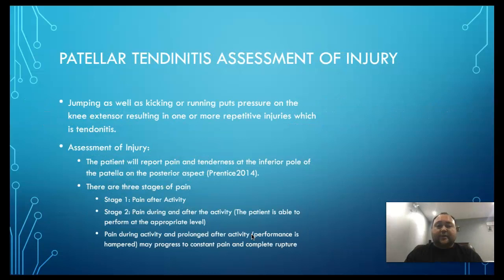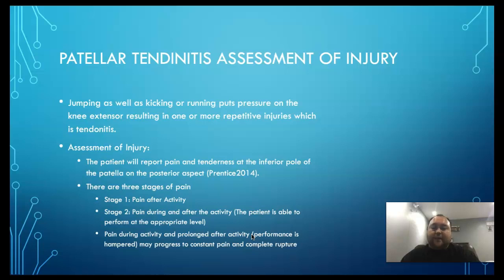The last injury that I chose is patellar tendonitis. This is something that I see a lot of in high school athletes, not even just basketball, all around. The assessment of injury is jumping as well as kicking or running puts pressure on the knee extensor, resulting in one or more repetitive injuries, which is tendonitis. The patient will report pain and tenderness at the inferior pole of the patella on the posterior aspect.